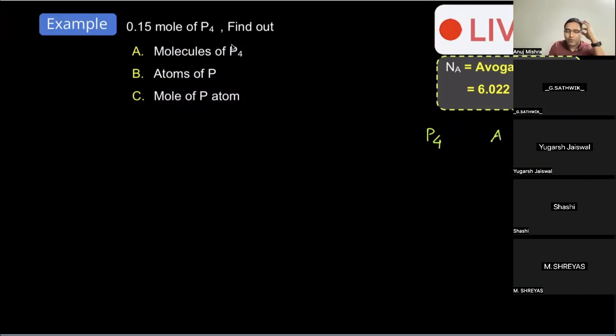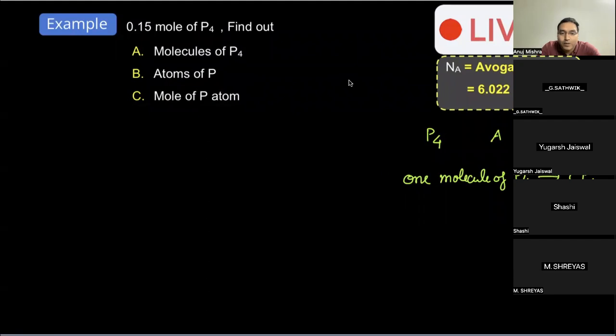Okay, now answer one more question. One molecule of phosphorus carries how many P atoms? Type in the chat box, please. One molecule of P4 carries how many P atoms? I'm not talking about this question right now. I'm just talking about some basic things. Let us see your understanding in the chat box.